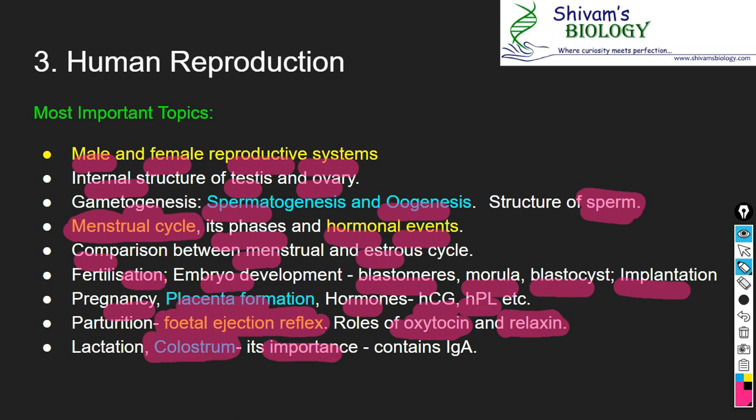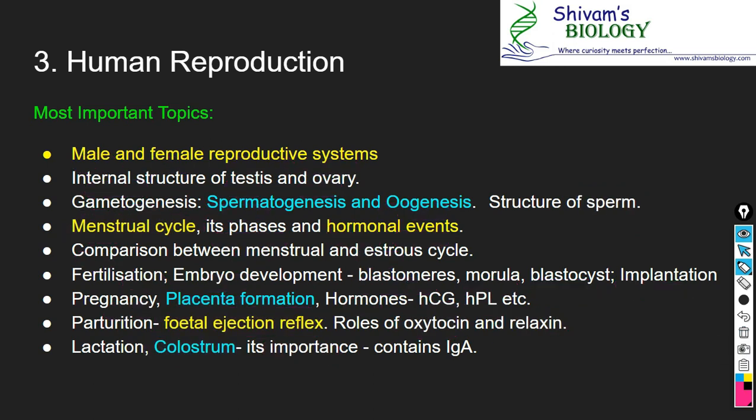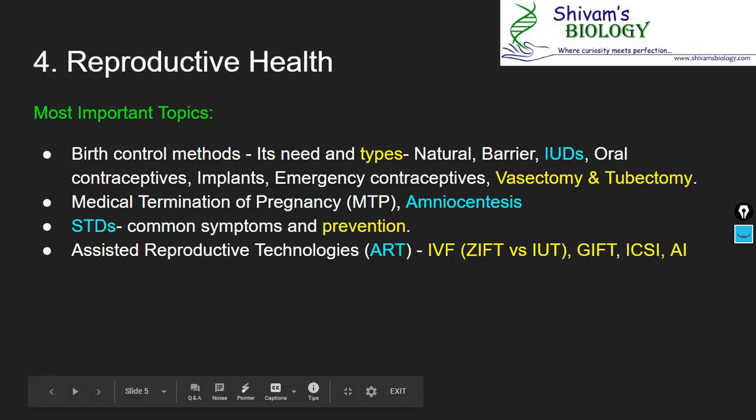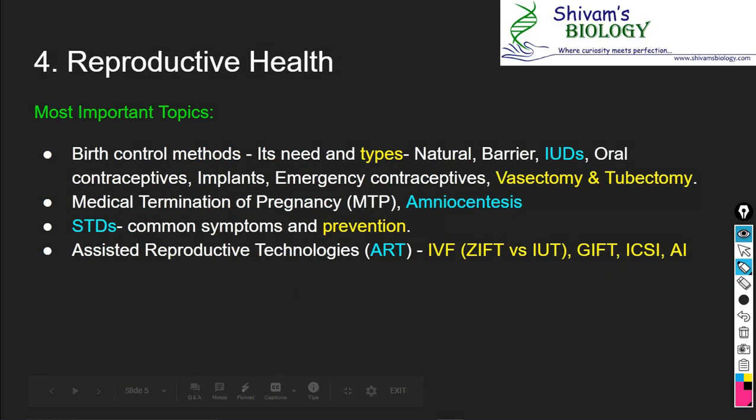Let's proceed to the next chapter, that is reproductive health. If you prepare these topics well, then you can surely perform better. Here in this chapter, various birth control methods, their need, types like natural, barrier, intrauterine devices, oral contraceptives, implants, emergency contraceptives, and the surgical types like vasectomy and tubectomy are very important.